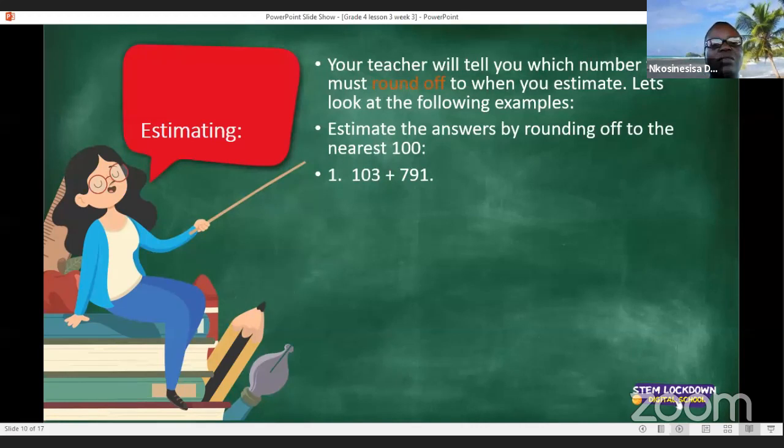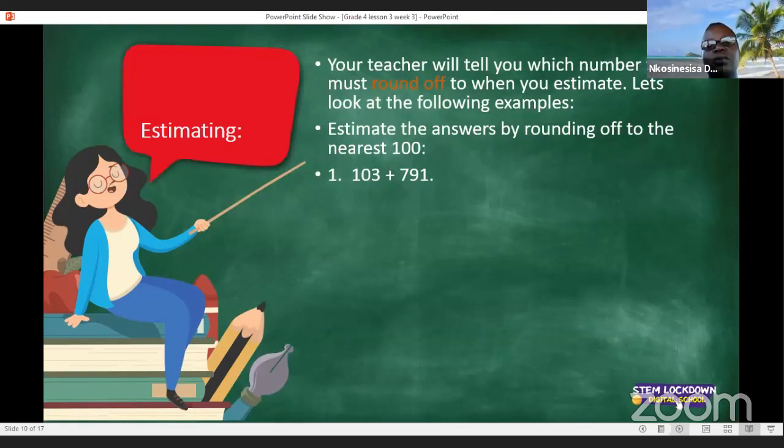So you have to round off 103 to the nearest 100, and then you round off 791 to the nearest 100. So you see, I'm coming back again with the rounding off. That's why it's very important that you understand the rounding off.